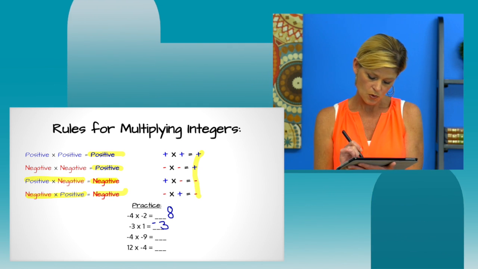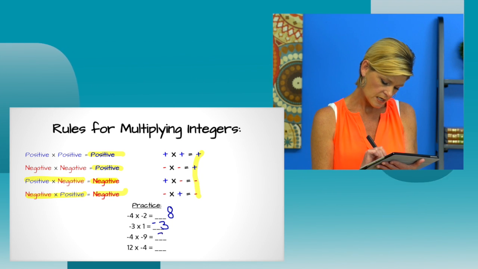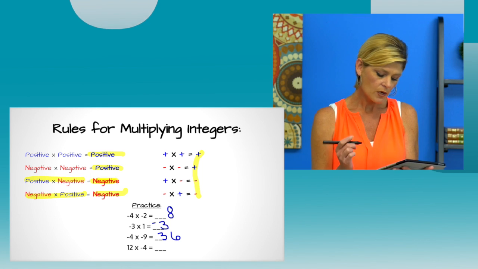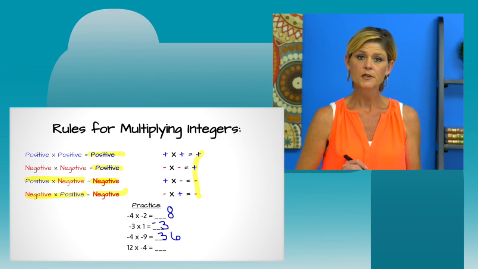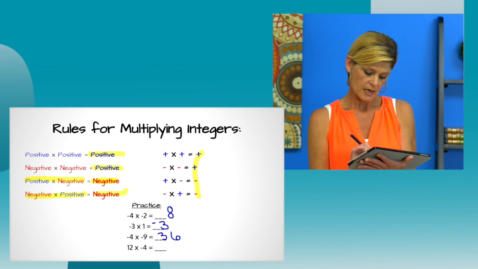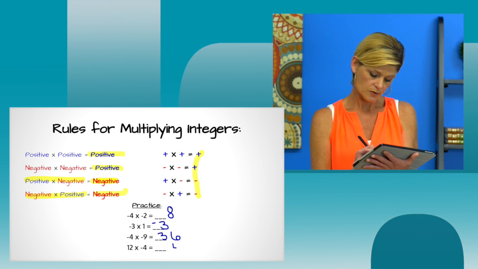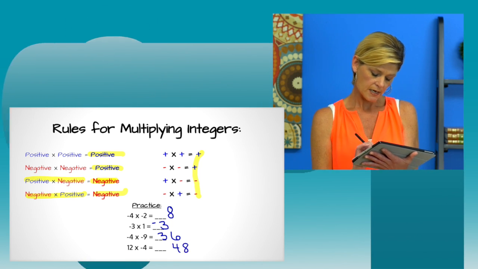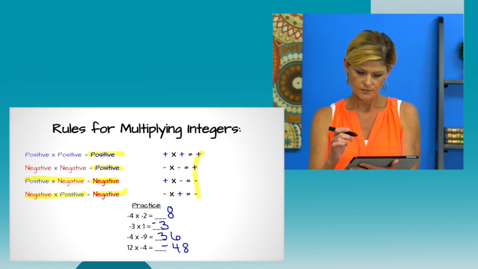Next one, negative 4 times negative 9. My answer will be 36. Now, is it going to be a positive or a negative? Same situation as we had in the first problem. 2 negatives give us a positive answer. And then 12 times negative 4, we know that 12 times 4 is going to be 48. And a positive times a negative is going to be a negative.